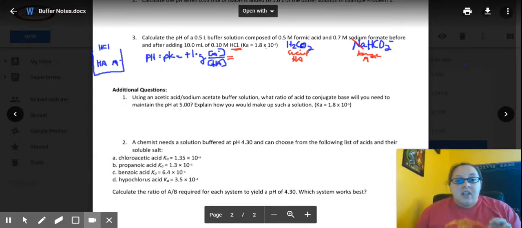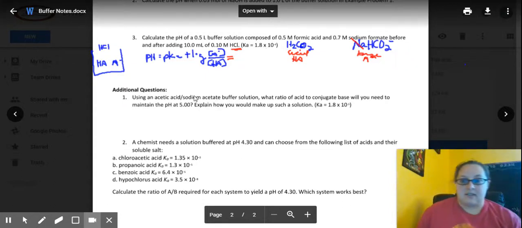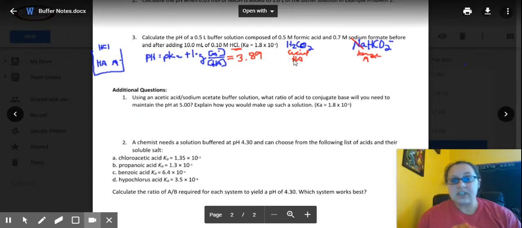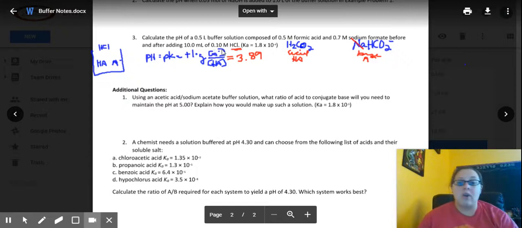All right. So 3.74. Yes. So when I take 0.7 divided by 0.5, log of that plus 3.74, I get a pH of 3.89. So now, what should happen if we add 10 milliliters of 0.1 molar HCl?